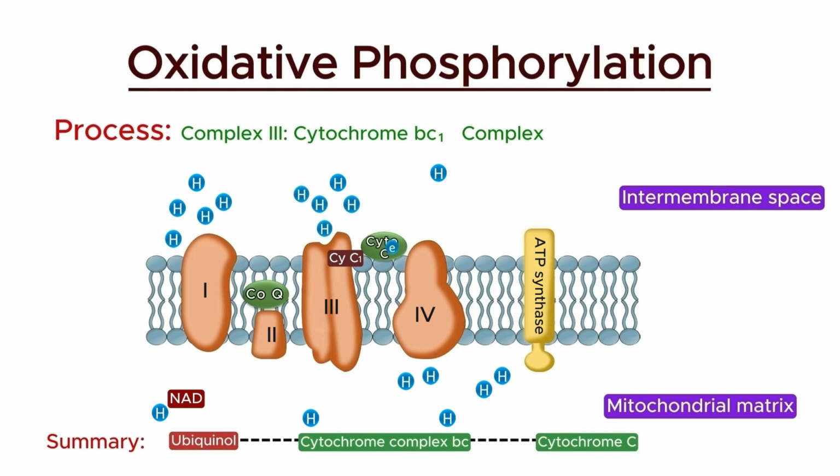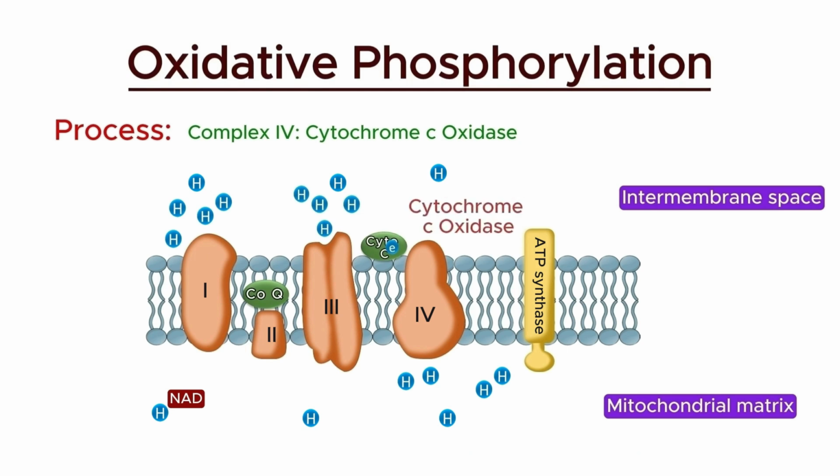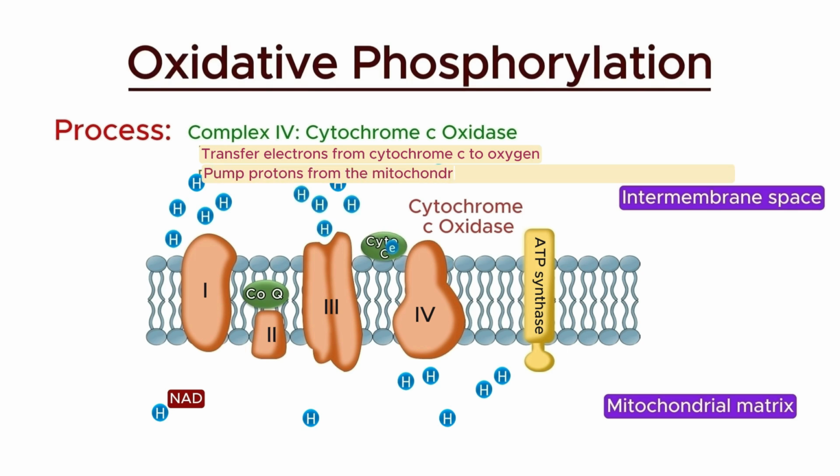This process results in the pumping of 4 protons from the matrix to the intermembrane space, enhancing the proton gradient. Now, let's move on to the fourth and final stage of the electron transport chain, focusing on complex 4, also known as cytochrome C oxidase. Cytochrome C oxidase is responsible for transferring electrons from cytochrome C to oxygen, the final electron acceptor, and for pumping protons from the mitochondrial matrix into the intermembrane space.